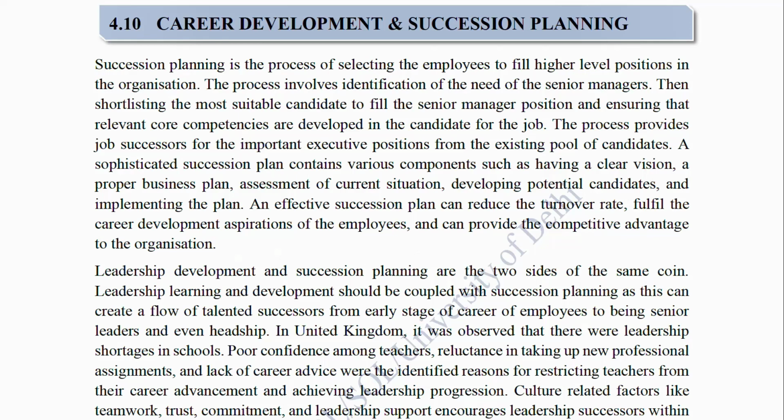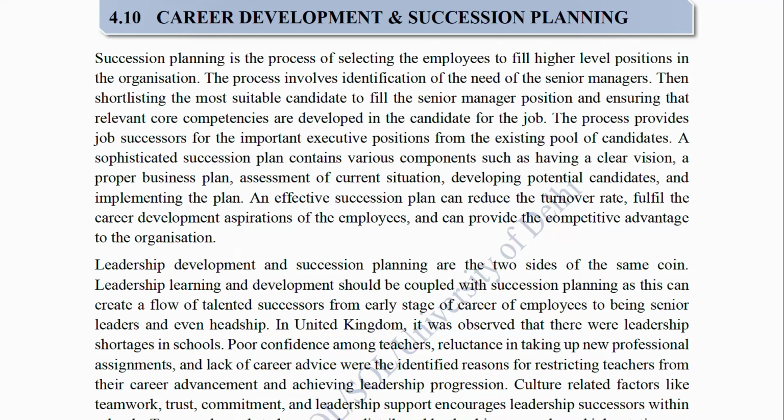A sophisticated succession plan contains various components such as having a clear vision, a proper business plan, assessment of current situation, developing potential candidates, and implementing the plan. An effective succession plan can reduce the turnover rate, fulfill the career development aspirations of the employees, and can provide the competitive advantage to the organization.